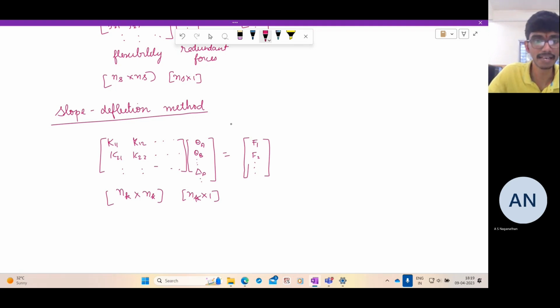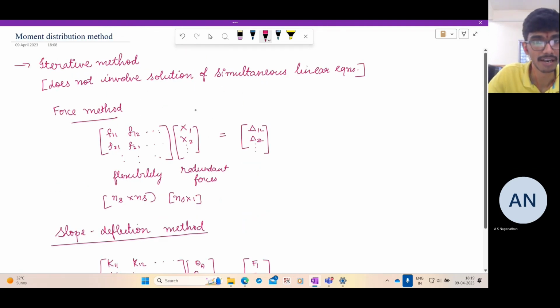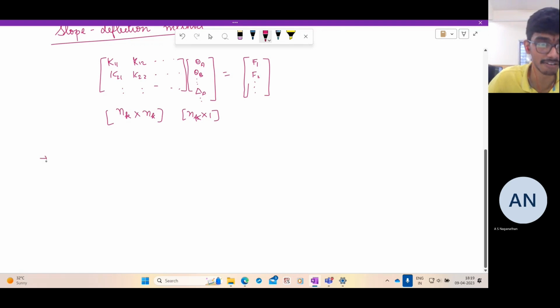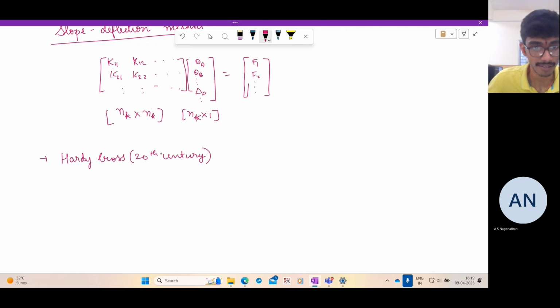So these methods involve the solution of linear equations, but in the moment distribution method, we don't have it. This moment distribution method was developed by Hardy Cross in the 20th century. Before advanced computing systems were available for solving simultaneous linear systems, this iterative solution was a powerful addition to the field of structural analysis. So let's quickly look at an overview of the method.